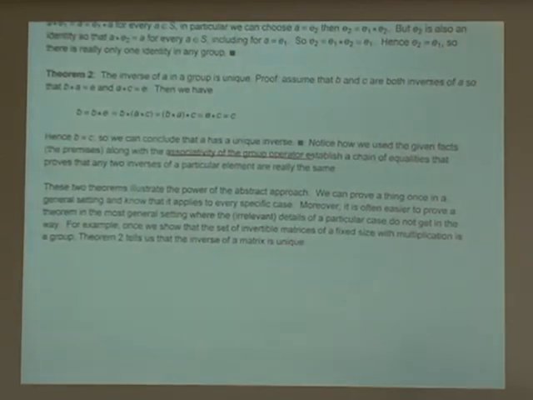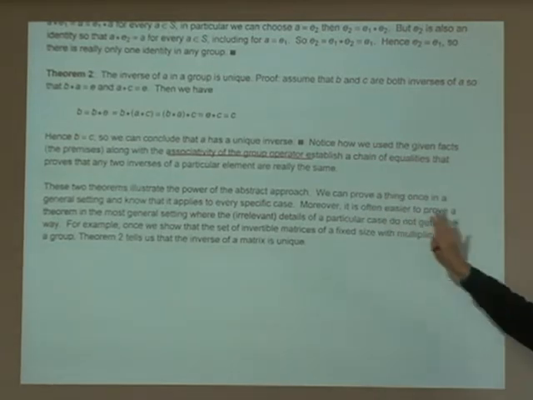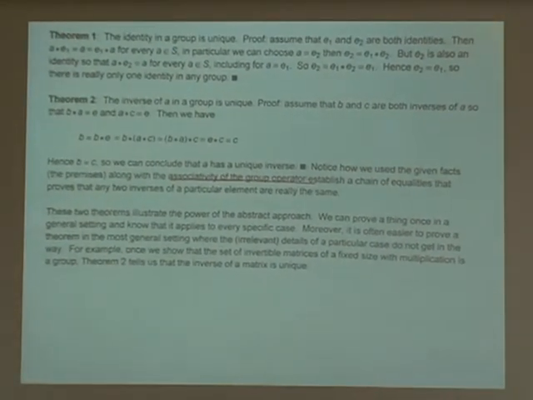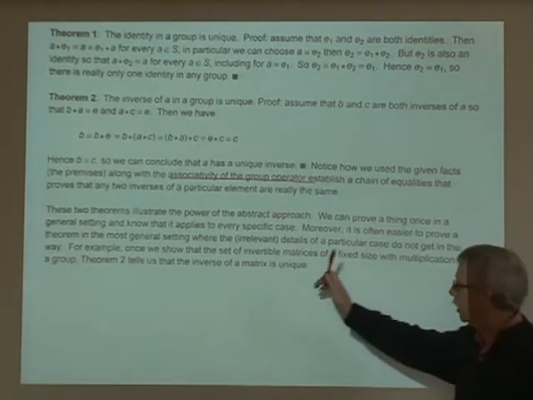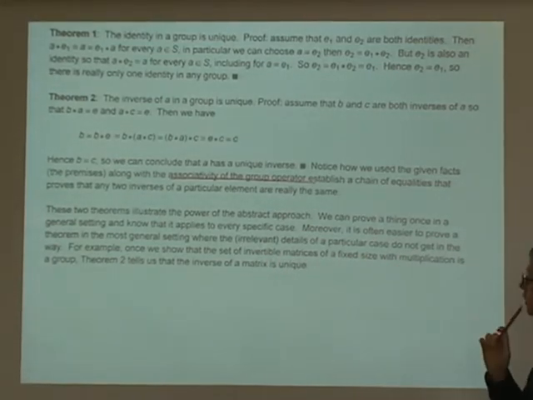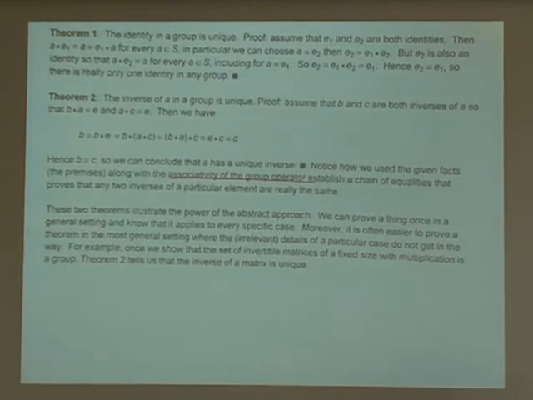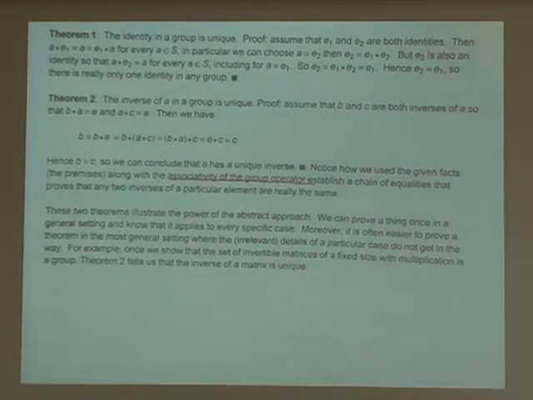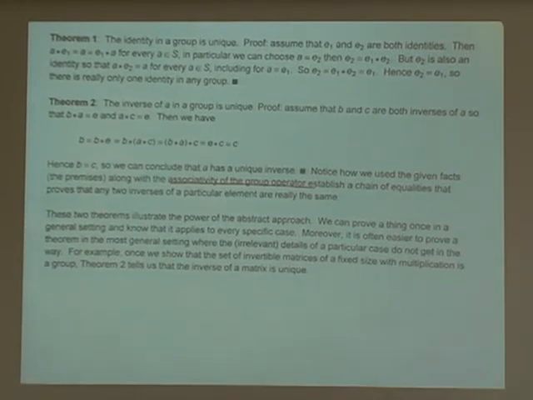These two theorems illustrate the power of the abstract approach. We prove a thing once in this general setting where we haven't said anything about that binary operator except that it behaves by the group properties. For example, once we show that the set of n by n invertible matrices is a group, we know there's only one inverse. We don't have to look for another. So for any group, once I know it's a group, I know its identity is unique, and I know that inverses are unique.